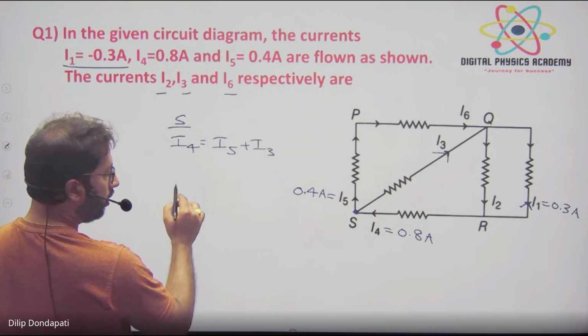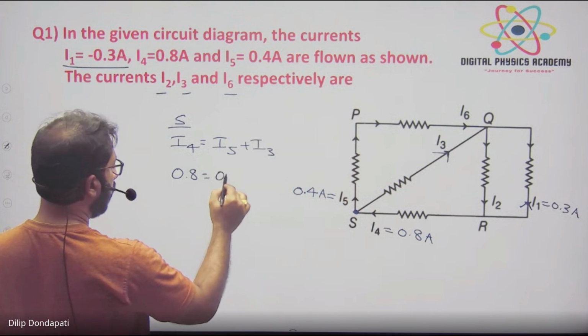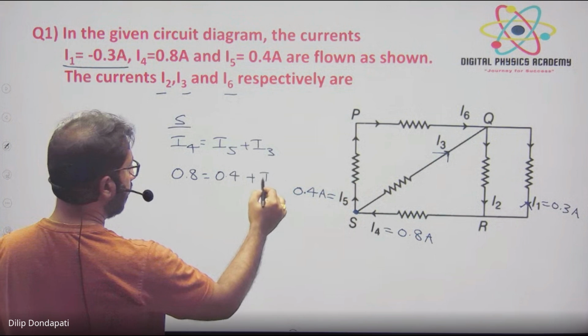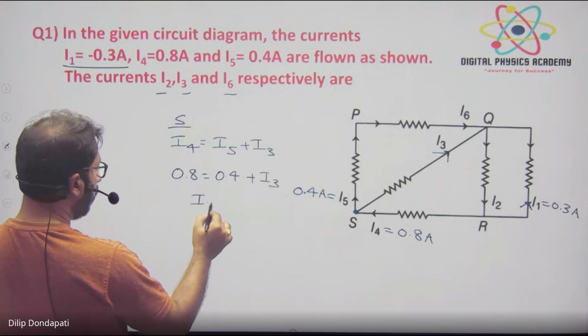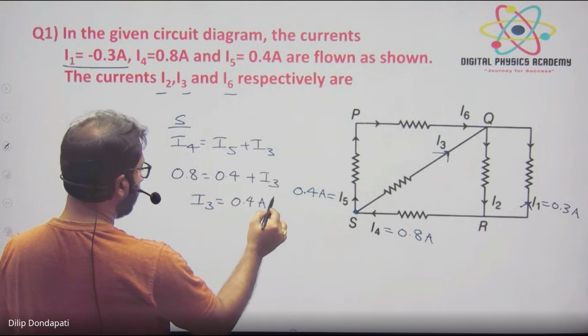Now I4 is how much? 0.8 is equal to I5, which is 0.4, plus I3. So therefore I3 is equal to 0.8 minus 0.4, which is 0.4 amperes. This is the current.